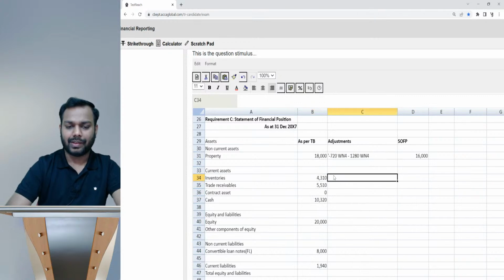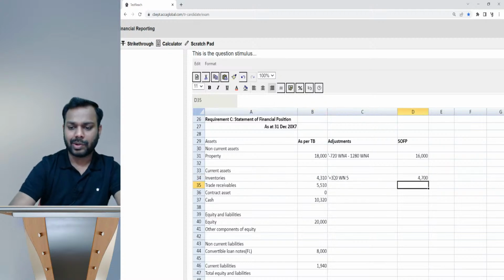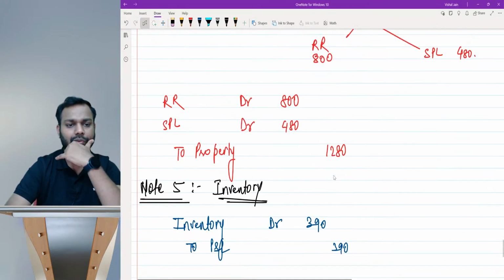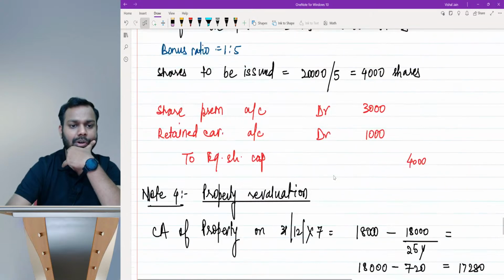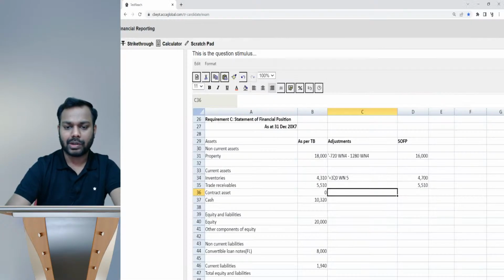Now inventories we have to add 390, right? That is working note number 5, right? So it is this plus 390. Trade receivables is as it is, no adjustment. Contract asset we have to write how much? Let's come to our notes. Contract asset is note number 2, I believe. Note number 2, right? How much? 4200, right? Contract asset is 4200.